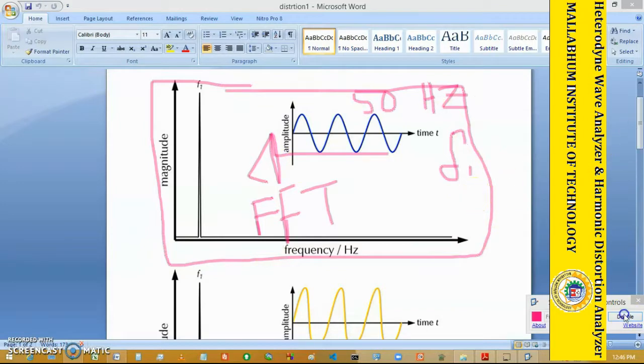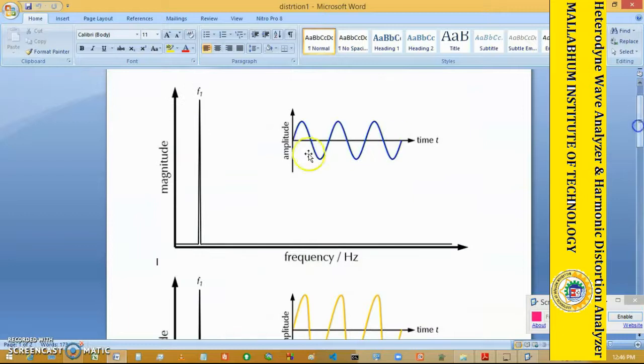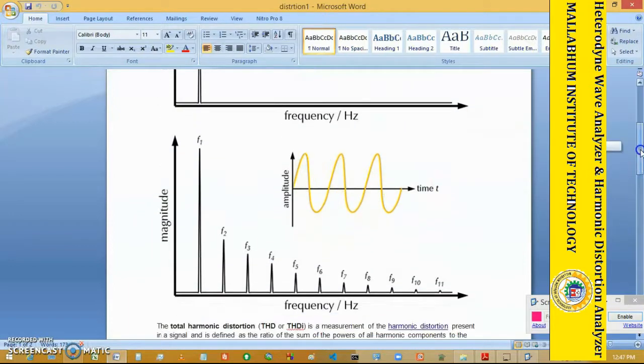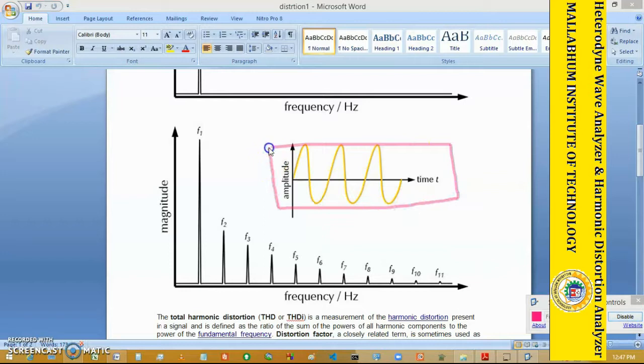Now if distortion happens, suppose this signal is fed to an amplifier and the amplifier output is like that. Just by seeing the time domain, you cannot know what type of harmonics are present in the signal. That's why the Fourier transform comes into the picture. It actually exposes the inside frequency components in the frequency domain.